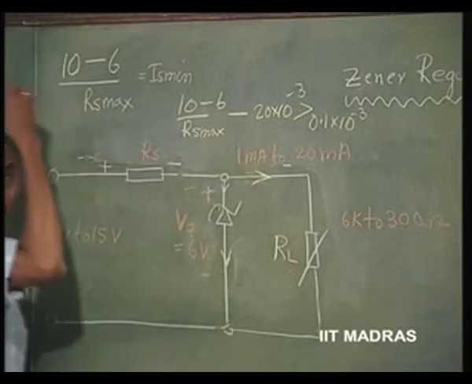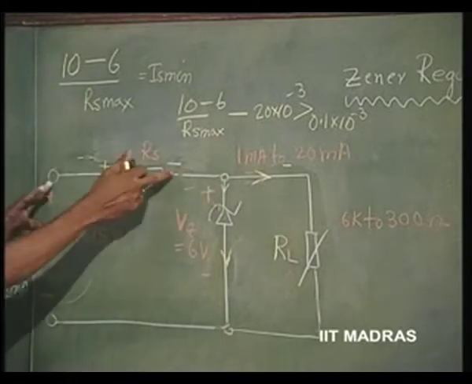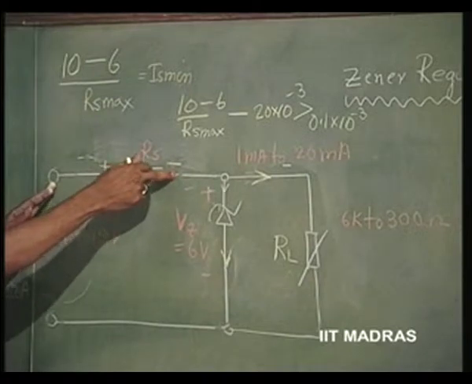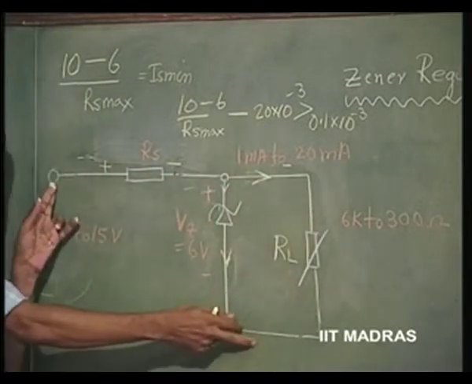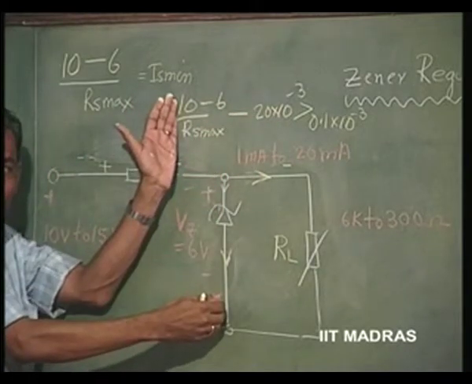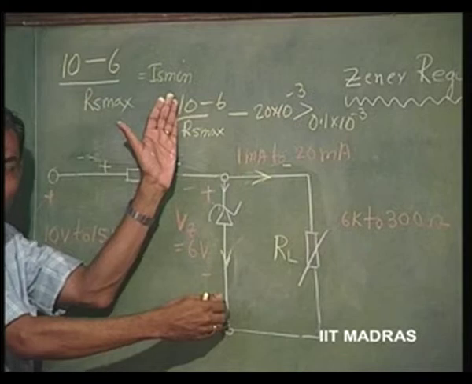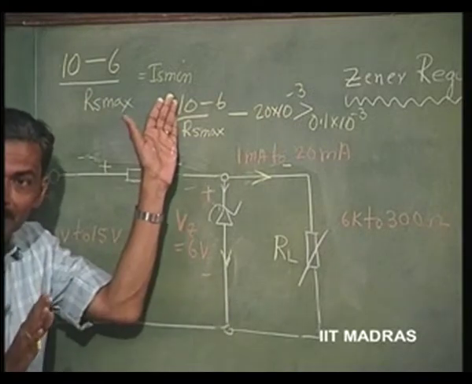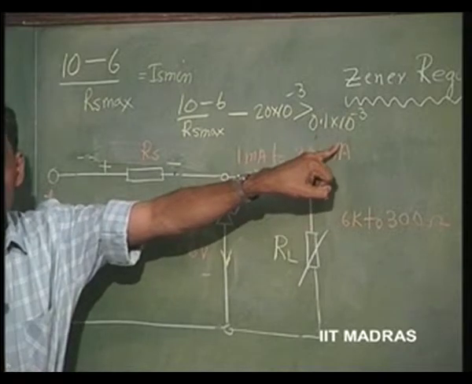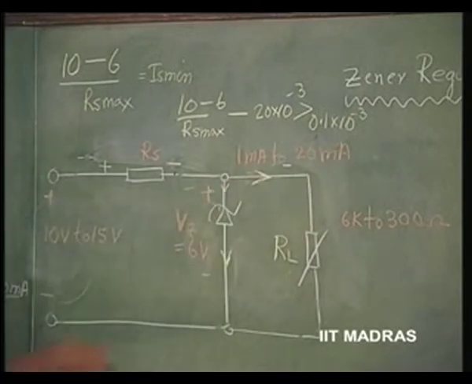Is this clear? So, we have taken the minimum possible current in Rs, subtracted from that the maximum load current, arrived at the minimum possible current that can be permitted through the Zener, at which time the Zener should still function satisfactorily. That means that current should be greater than the knee current, which is 0.1 milliampere. Now, this equation should give us the value of Rs max.